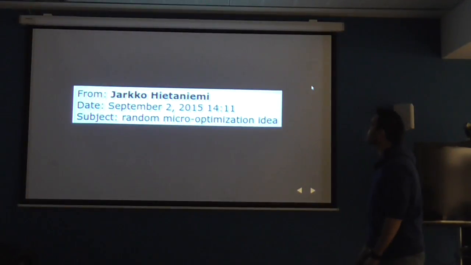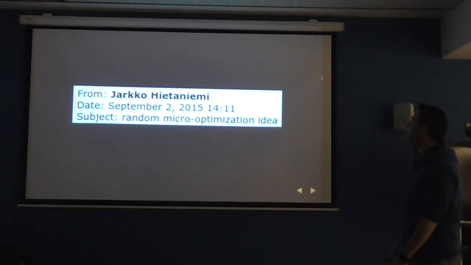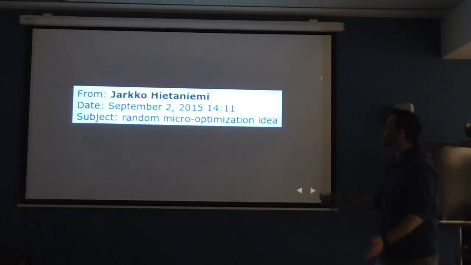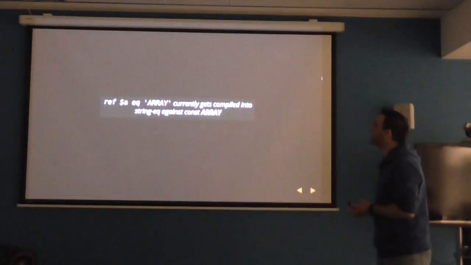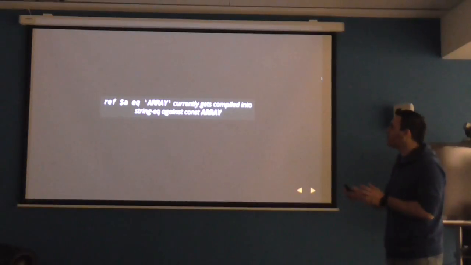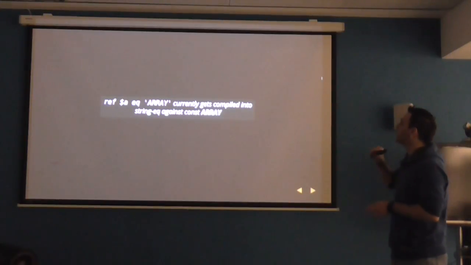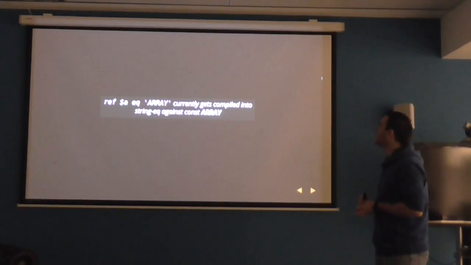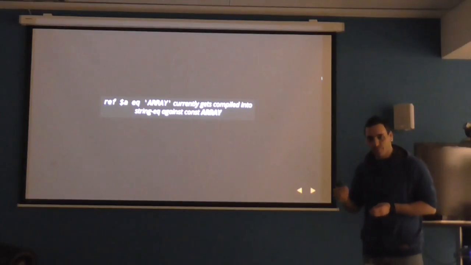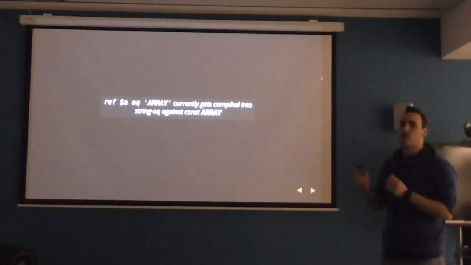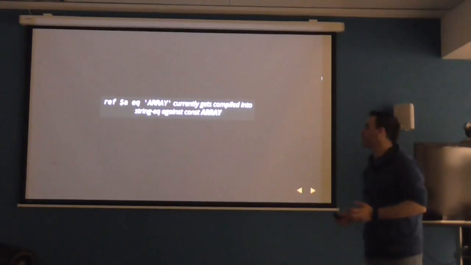So, everything started with this email by Jarkko Hietaniemi, and he sent this email to P5P, the Perl 5 Porters mailing list, the core devs, and said, hey, I've been looking at this thing, and I think this might be a micro-optimization opportunity. Basically, if I call ref on something equals array, something we all use all the time, what it does is compile it to a string equal against a constant array string. And I think we can optimize this.